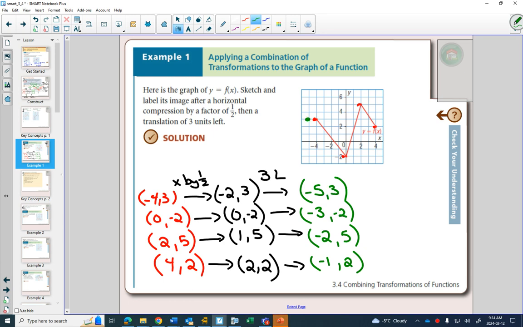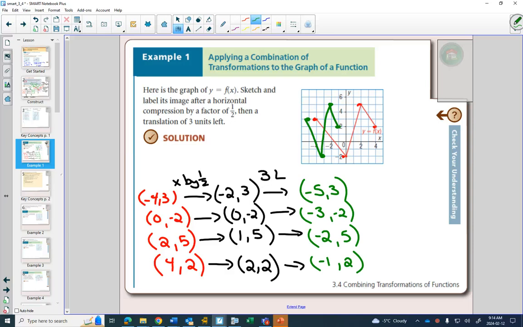So up till this point, everything else was the same as far as getting my new points and drawing my graphs. I did my stretches and compressions first, and then I did my translations second, and I graphed my new graph. Okay? The thing that is different in this one is students often make a mistake when writing the equation.